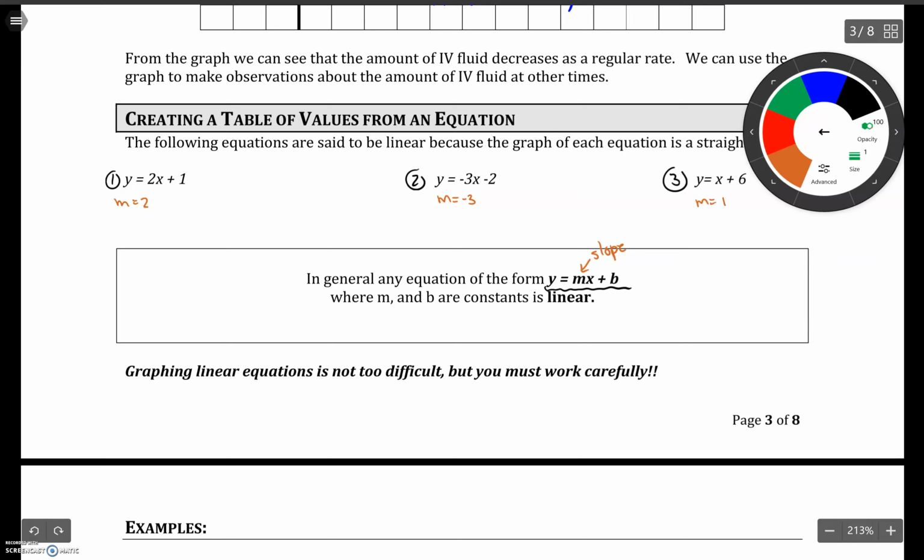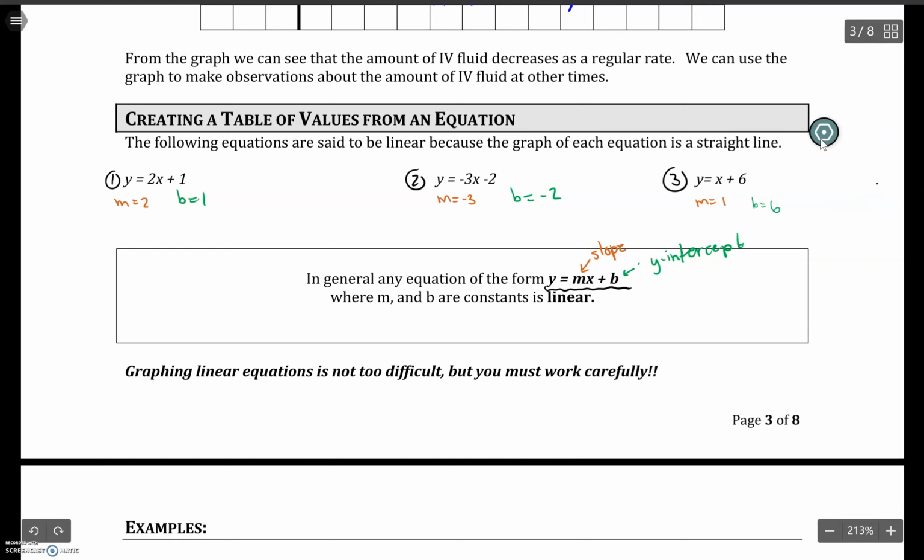Okay? And then the b value, that tells us our y-intercept. We'll talk more about what that means in another video. In the first equation, b is equal to 1. In the second equation, b is equal to -2. And in the third equation, b is equal to 6. Okay, so remember that any constants or coefficients in equations always take the sign in front of them. The slope tells us information about how quickly a line rises or falls, and the y-intercept tells us where the line crosses the y-axis.